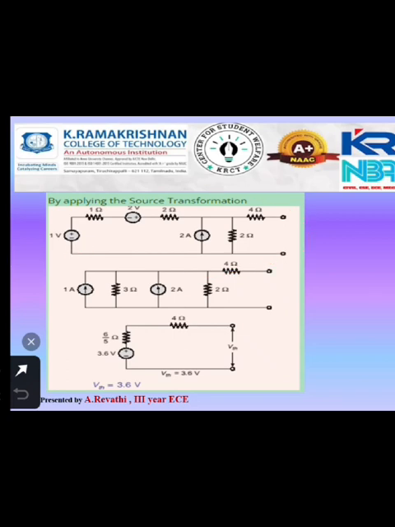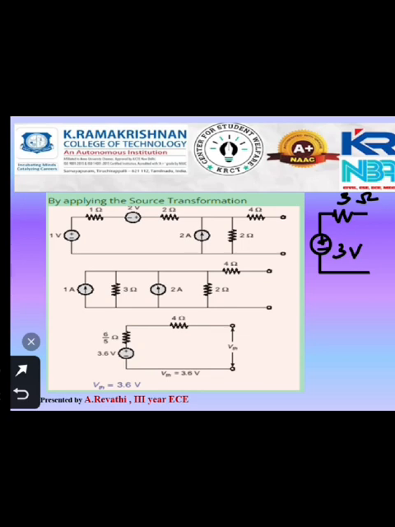Here the 1 volt voltage source and 2 volt voltage source are in series connection. Whenever two voltage sources are in series, they get added. Similarly, the resistance 1 ohm and 2 ohm are in series connection and hence these two resistances get added. After the addition of these voltage sources and the resistors, the circuit becomes like this.